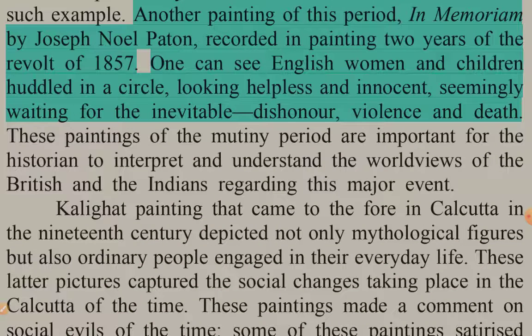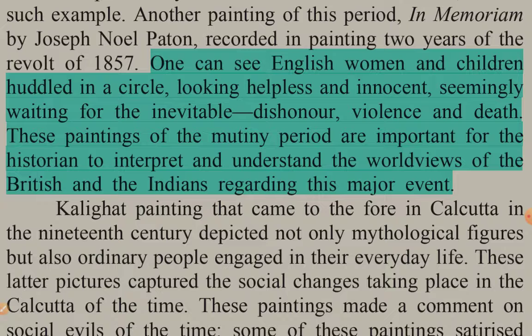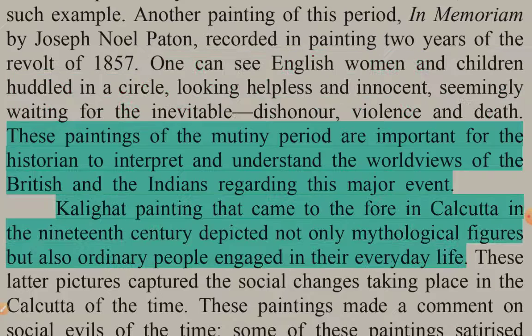Another painting of this period, In Memoriam by Joseph Noel Paton, recorded in painting the revolt of 1857 two years after. One can see English women and children huddled in a circle, looking helpless and innocent, seemingly waiting for the inevitable dishonor, violence and death. These paintings of the mutiny period are important for the historian to interpret and understand the worldviews of the British and the Indians regarding this major event.